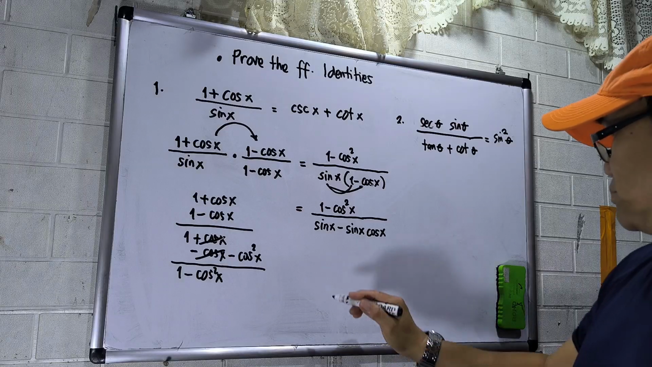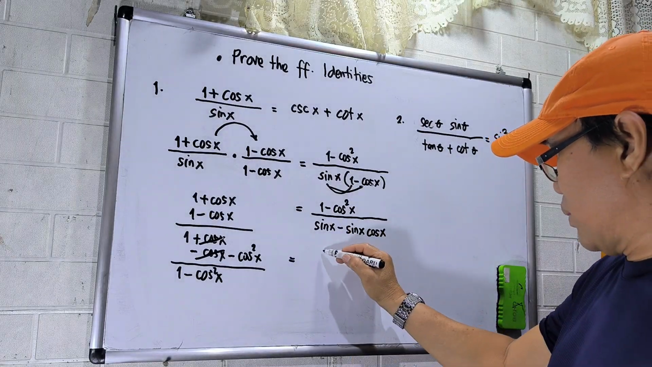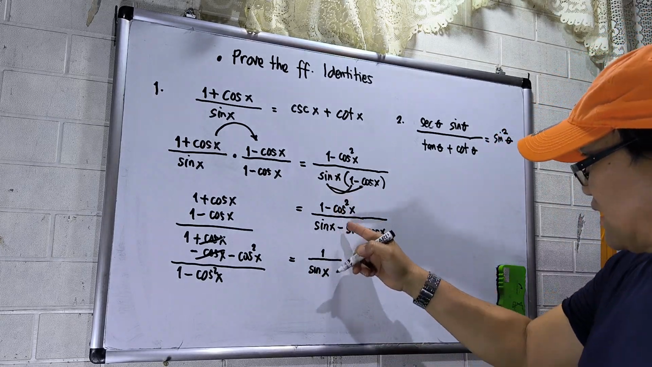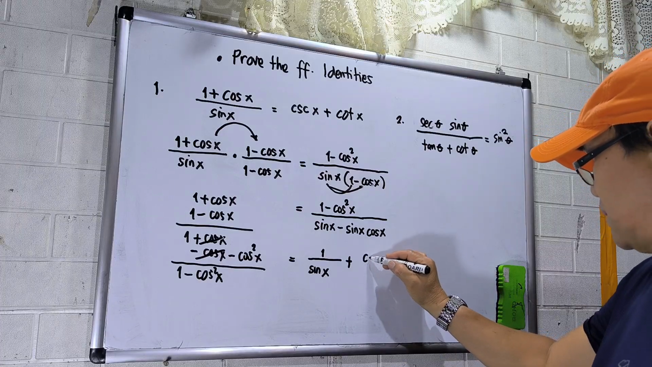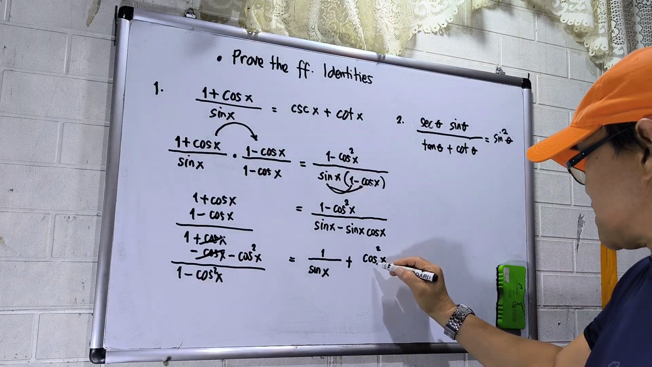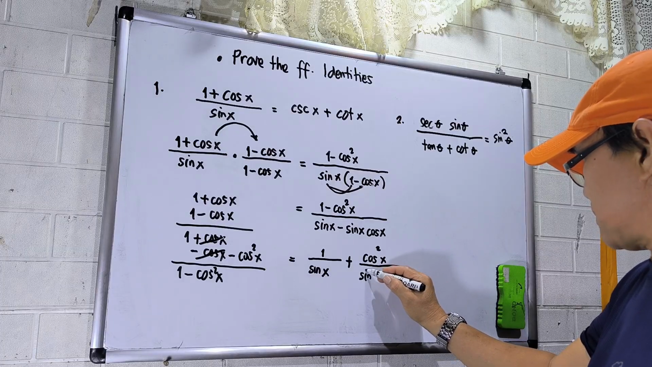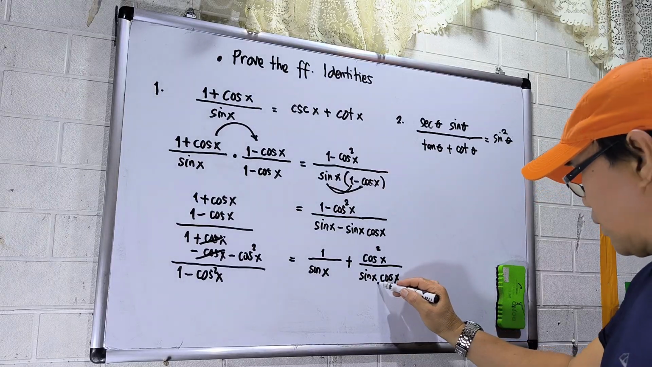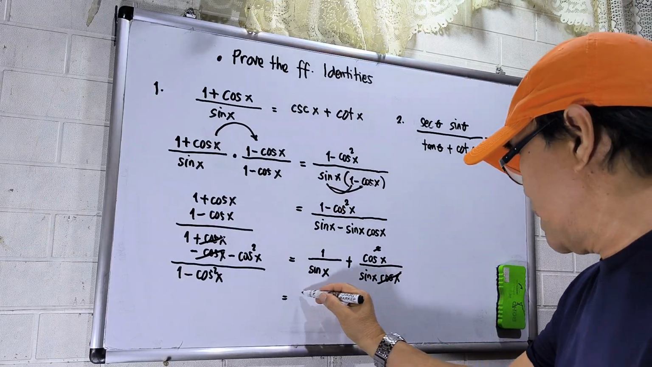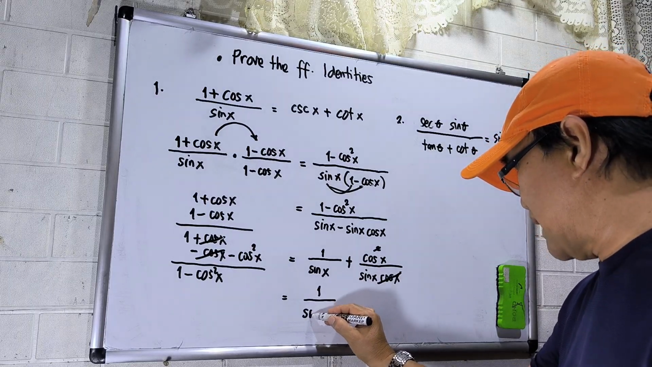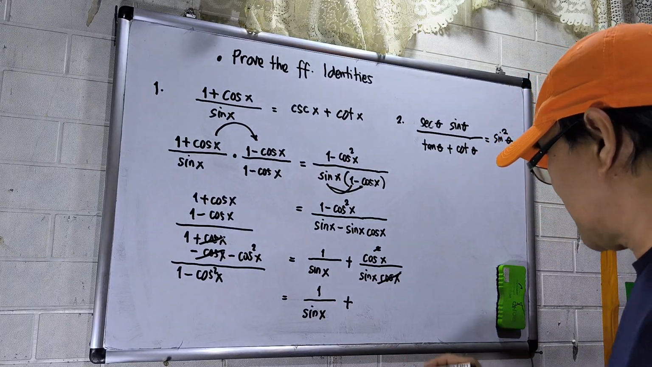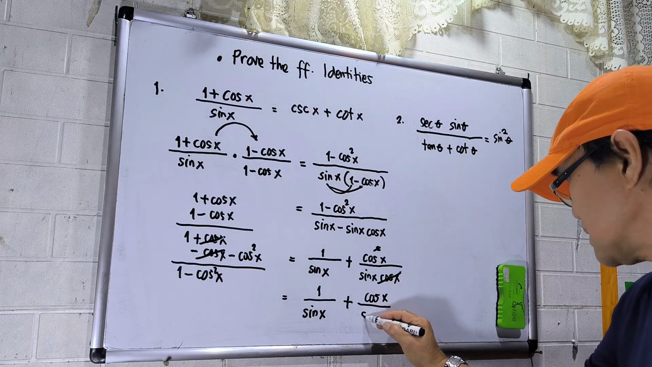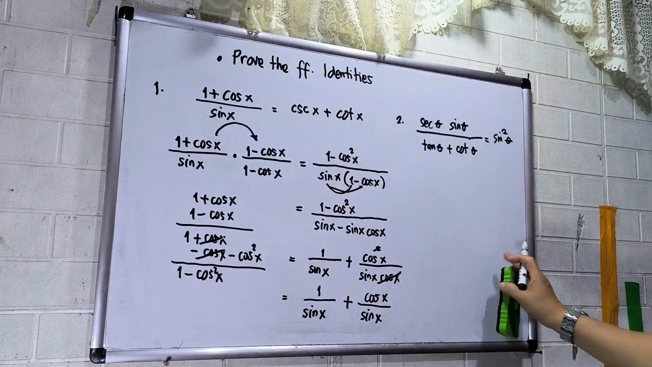Okay? So I will separate this one. 1 over sine x. Then negative, negative will be positive, so I have now cosine squared x over sine x times cosine x. Cosine x will be crossed out, and this will be crossed out also. So I have now 1 over sine x plus, 1 left for the numerator, cosine x over sine x.